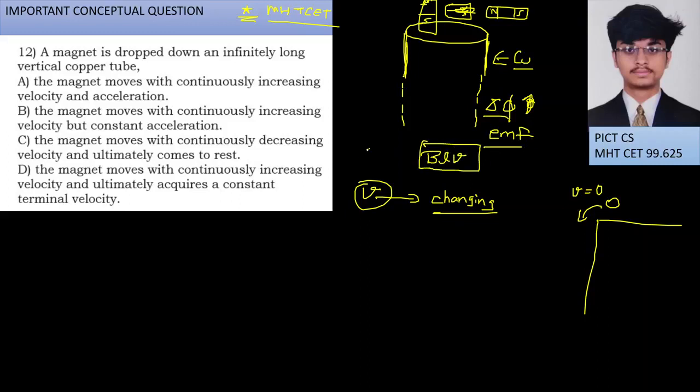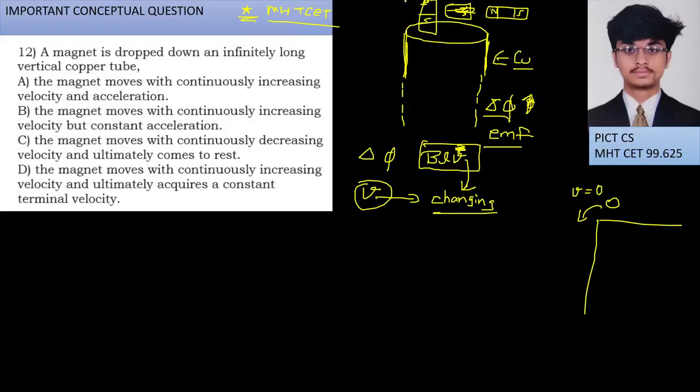Why is the flux changing? Because the velocity is continuously changing. You get that velocity here is not constant, it's changing. So flux will continuously keep on changing, and so EMF will be induced.